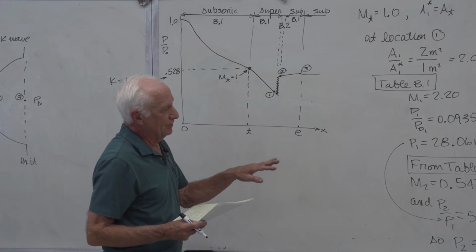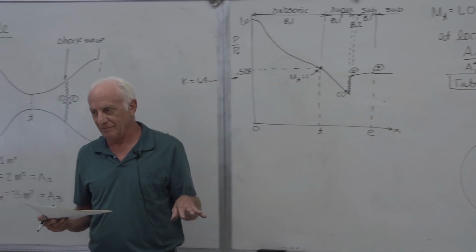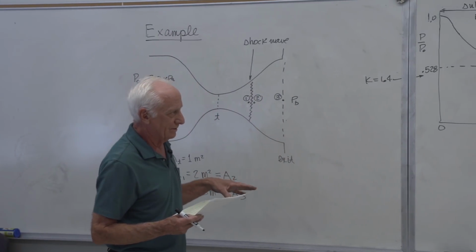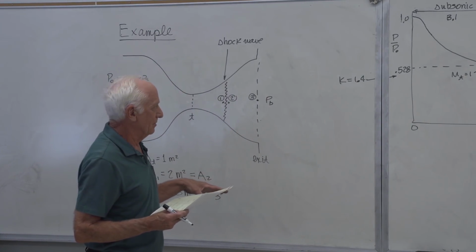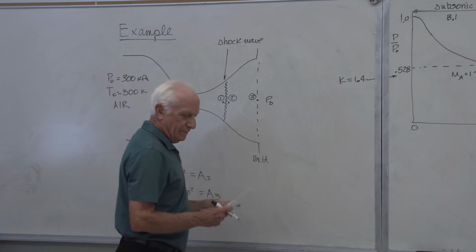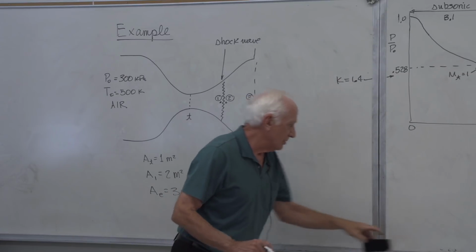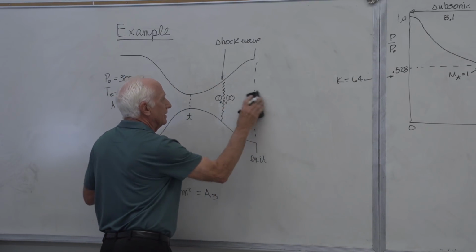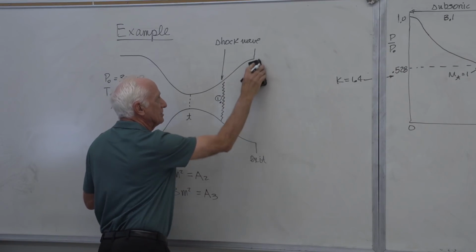A star changes over a shock wave. In the isentropic region, A star remains constant. A star changes over a shock wave. What does that mean? That means once you cross the shock wave, the flow is now subsonic.